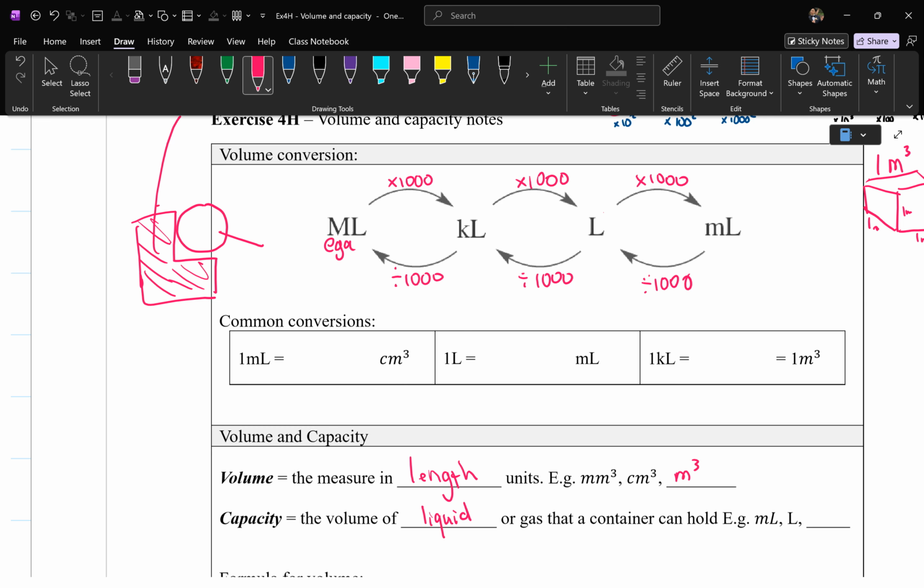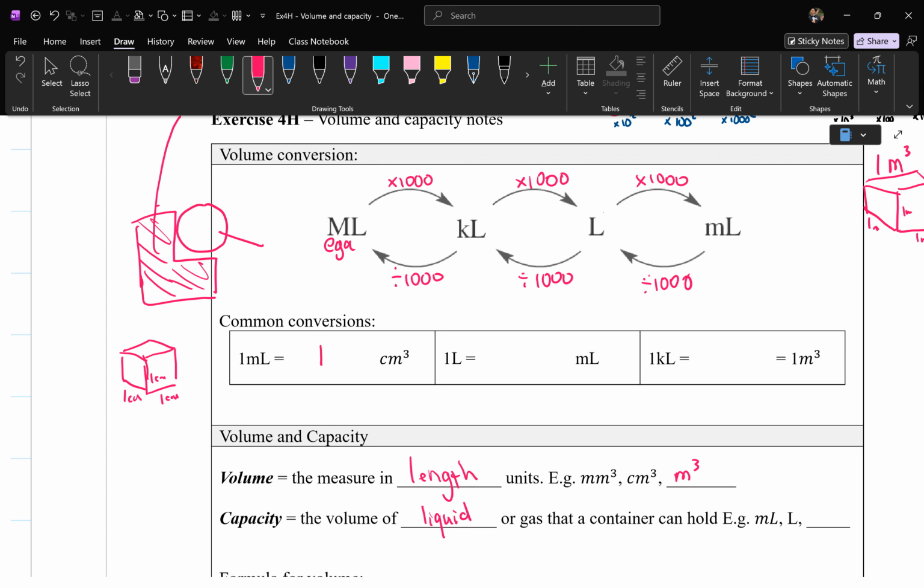Here are some useful conversions that you might more likely use in your own time. So 1 milliliter is equivalent to 1 cubic centimeter. To give you a visual aid so that you understand what that is, because we just write things down but we don't actually visualize it: 1 cubic centimeter means 1 centimeter by 1 centimeter by 1 centimeter.